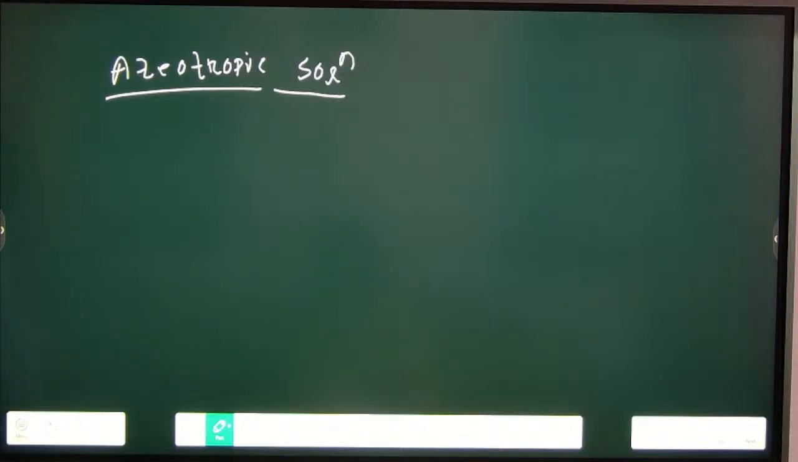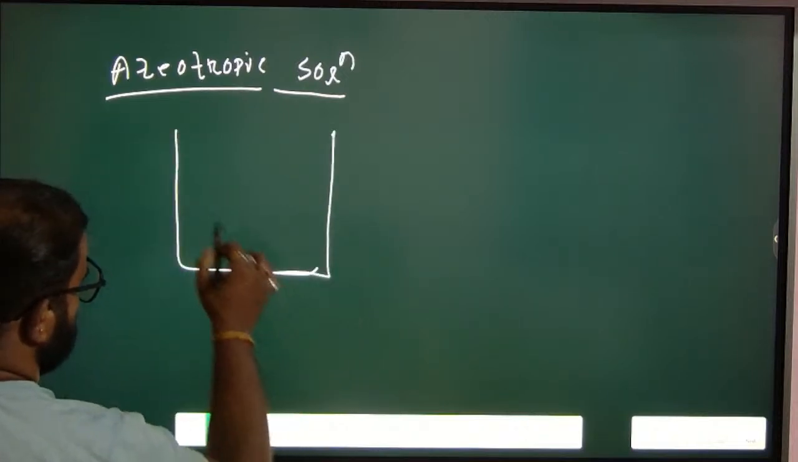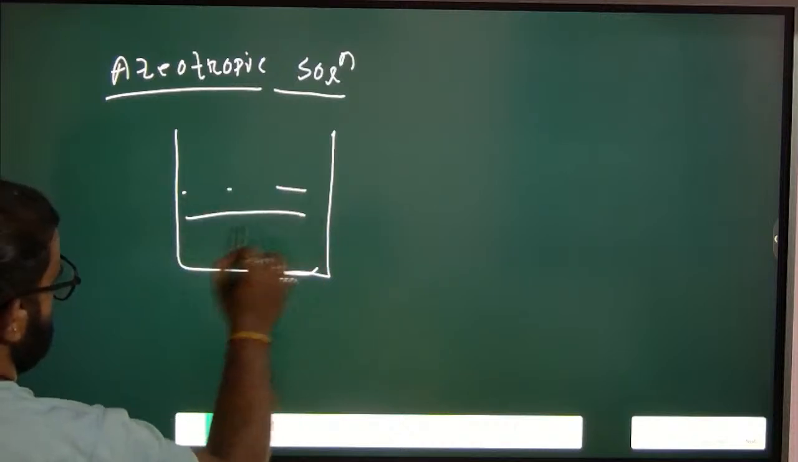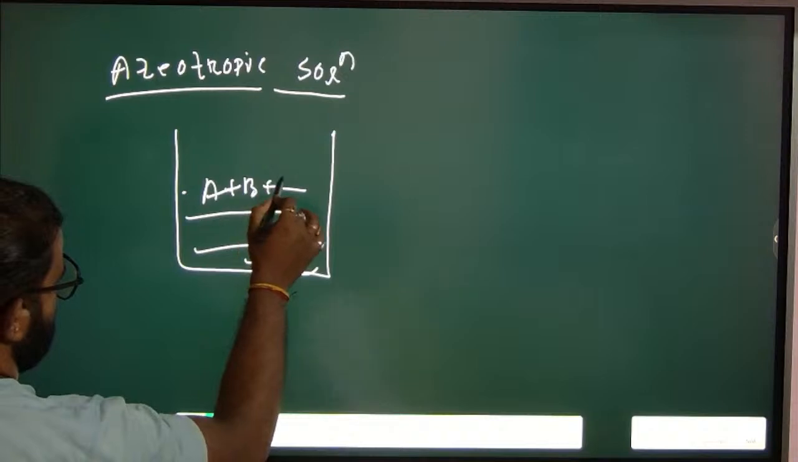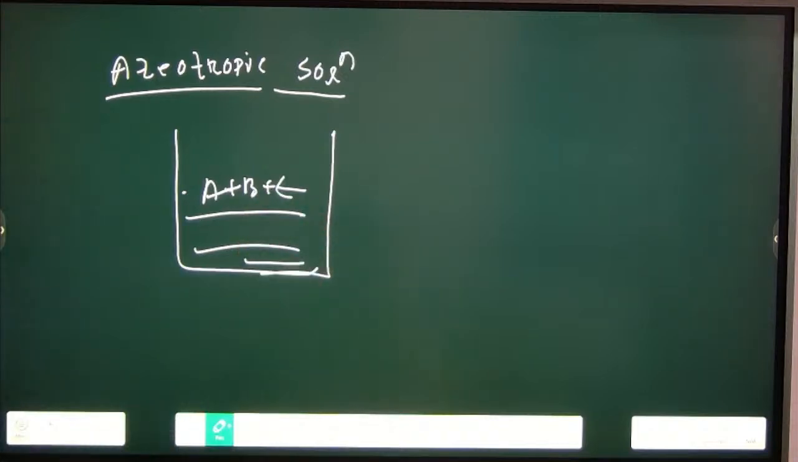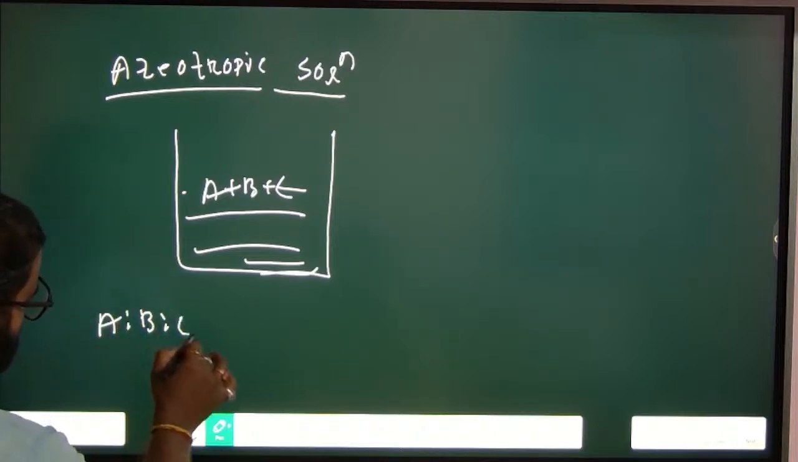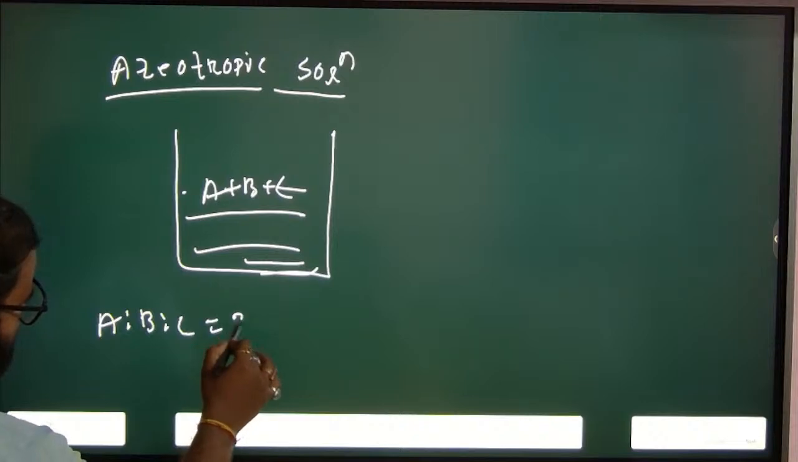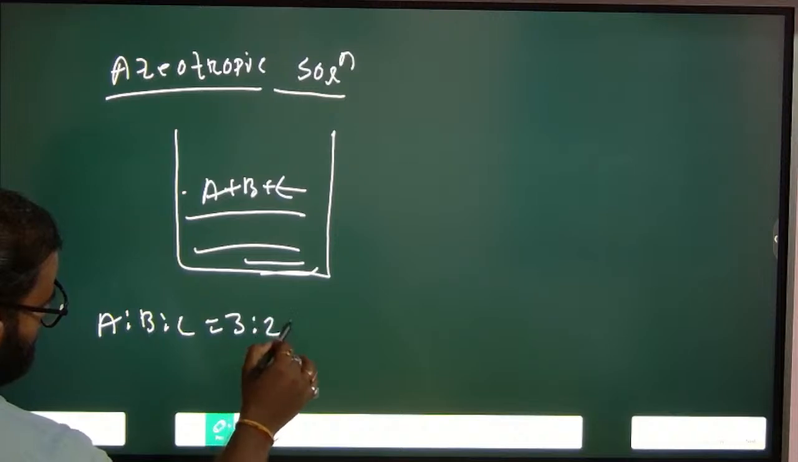Then you have azeotropic solution. What is an azeotropic solution? Suppose we have a solution in which A, B and C are present, in the ratio, suppose, 3:2:1.